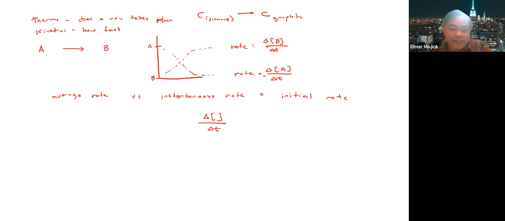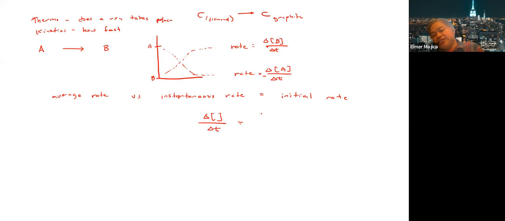Okay, so yun yung pinatawag natin instantaneous rate at a specific time. Now yung initial rate naman, we could say this is just the instantaneous rate at time 0, so when the reaction commences. So yan yung what we call different. But if you're going to look at them, it's just a change in the concentration over the change in time.